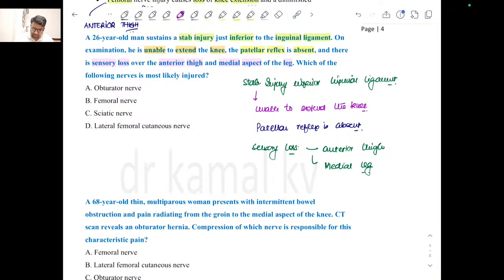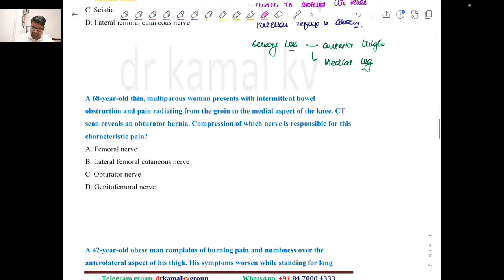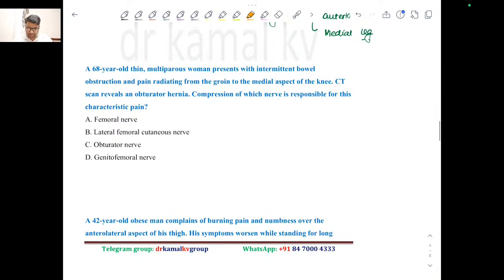Obviously this is the femoral nerve, because extension of the knee is possible because of quadriceps femoris, which is supplied by femoral nerve. Patellar reflex is also absent, and then the sensory loss in the distribution of femoral nerve, that is anterior thigh and medial aspect of leg. Clear? So this is classical for femoral nerve. Now let us take one more question.